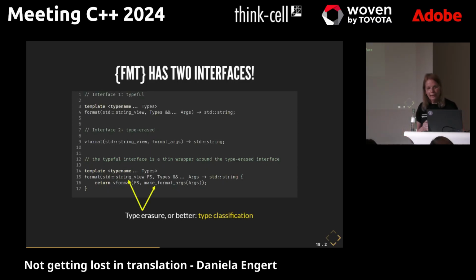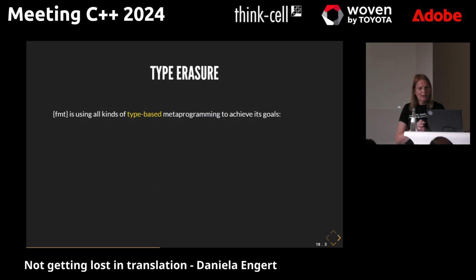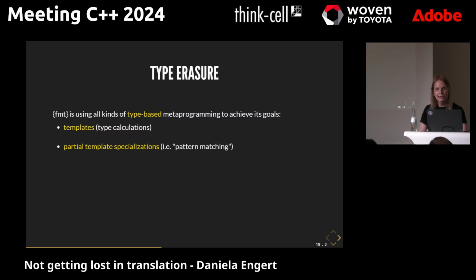And now we can employ a lot of things in the library to do this type erasure kind of thing. And to some degree, this is also type classification. And how do we do that? It's kind of a tangent here. We use type-based metaprogramming in the formatting library. What does it mean? We use templates to calculate types. We use partial template specializations to do something like pattern matching. If we have particular patterns, we can use techniques to actually then classify what we are dealing with.